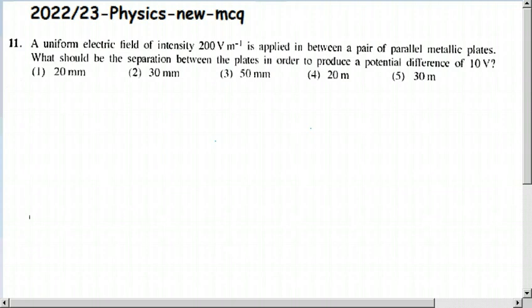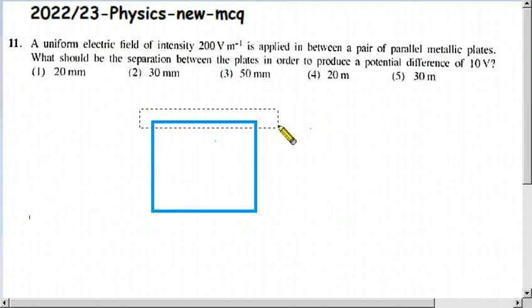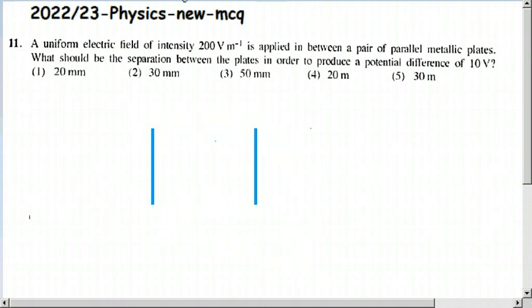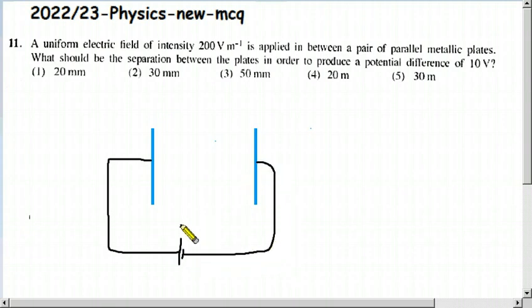Children, this question is not a difficult one. So let us suppose that these are the two plates, and we have to give a potential difference using a battery like this. So the potential difference is 10 volt, V equals, say delta V, equals 10 volts. So the distance, the separation, say delta x, that is what they ask.